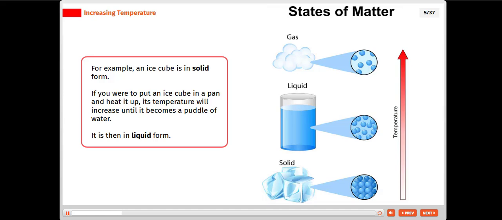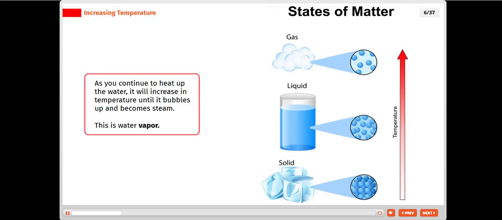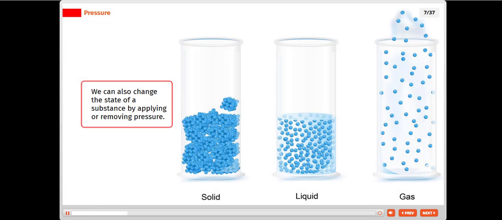For example, an ice cube is in solid form. If you were to put an ice cube in a pan and heat it up, its temperature will increase until it becomes a puddle of water. It is then in liquid form. As you continue to heat up the water, it will increase in temperature until it bubbles up and becomes steam. This is water vapor. We can also change the state of a substance by applying or removing pressure.